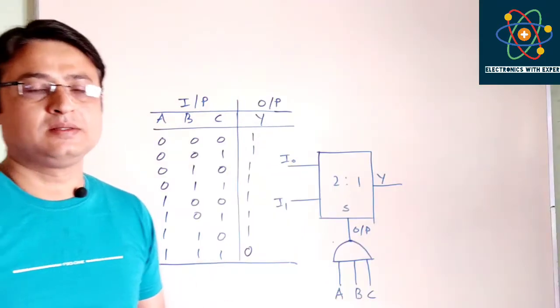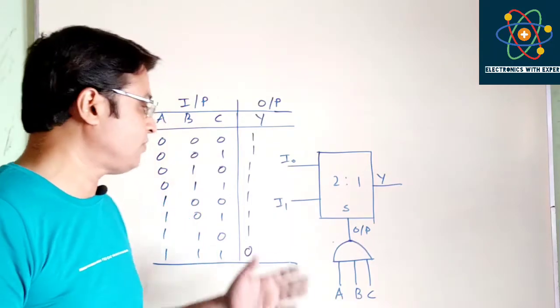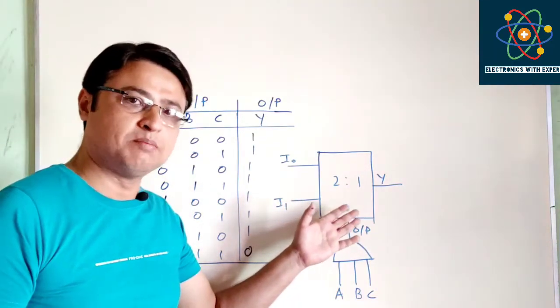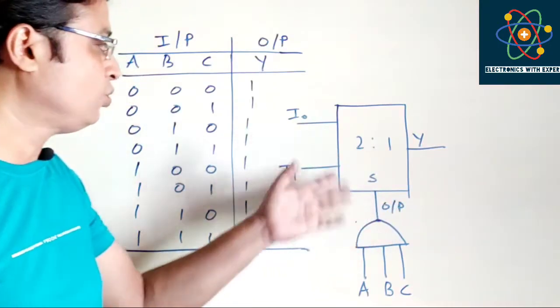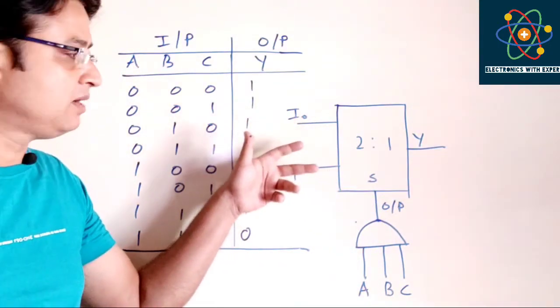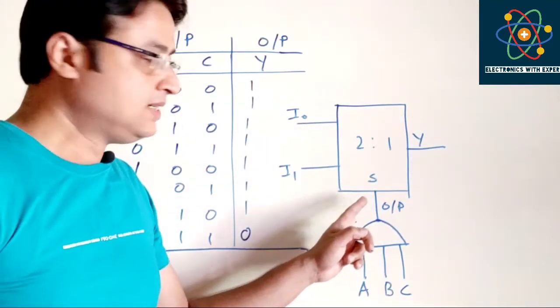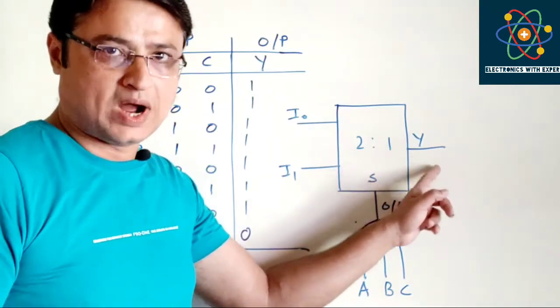To implement the 3-input NAND gate by using a 2:1 mux, I have already drawn a 2:1 mux. As you know, for a 2:1 mux there are 2 inputs named I0 and I1, and there is only one select line, that is S, and this is the output Y.